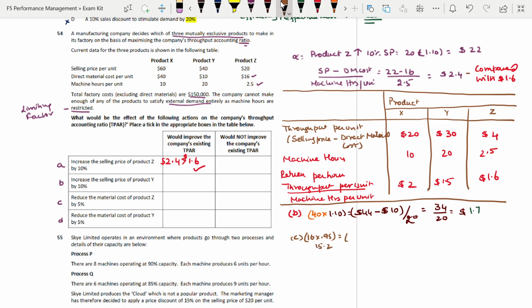What is the selling price? The selling price is 20. So 20 minus 15.2, divided by 2.5, how much will you get? 1.92.